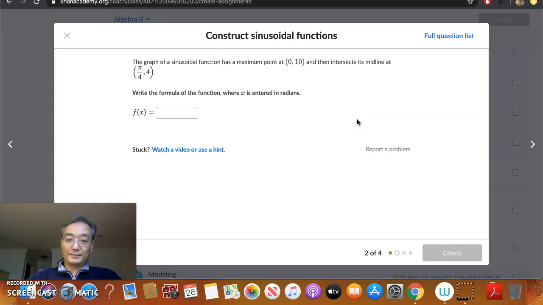Same idea. Now, take a look. This function has a maximum point at 0, 10. The maximum point is on the y-axis, so this function starts at the maximum. So now we know that this is a cosine function, because it starts at the maximum. And the midline is at pi over 4, 4. So we're going to do the same thing.